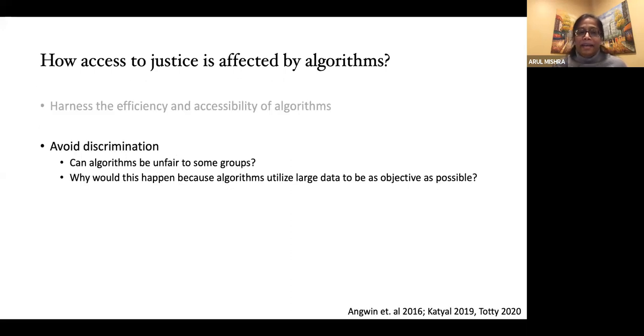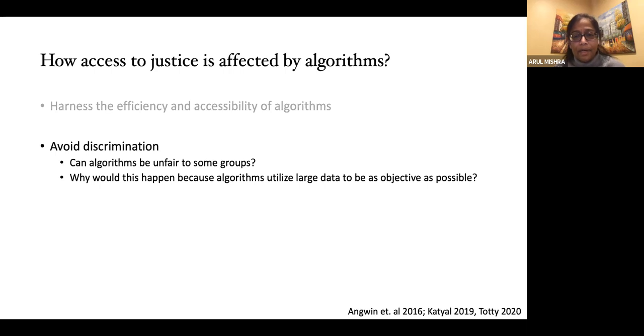Now, that is really wonderful. Algorithms can be used for many of these things, but it's also important at this point in time to say that, yes, we should increase access to justice, but the use of algorithms should not lead to discrimination, right? So the important question to ask is, can algorithms be unfair to some groups? And the answer seems like it shouldn't be.